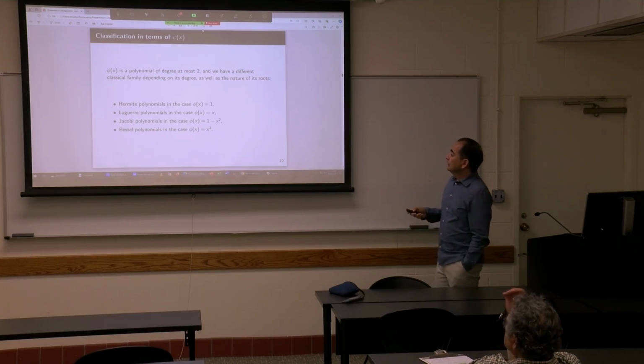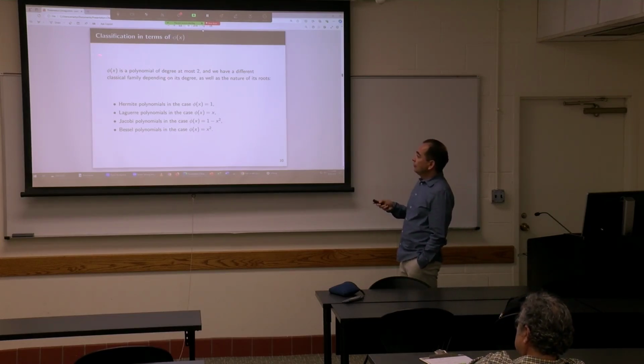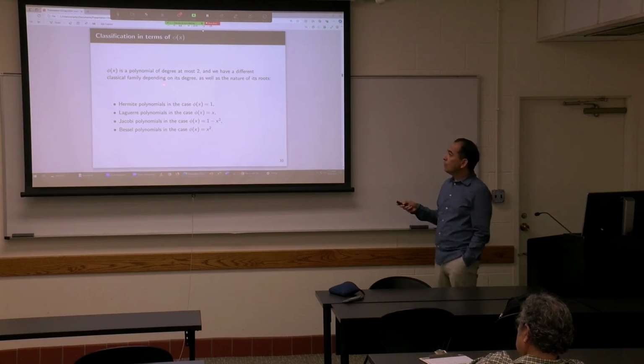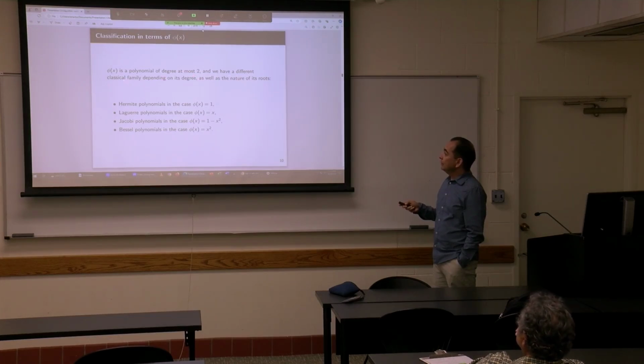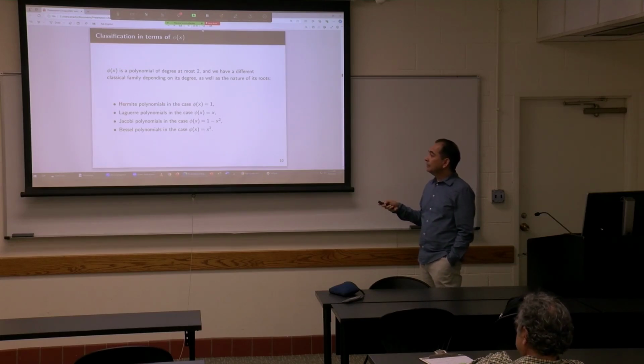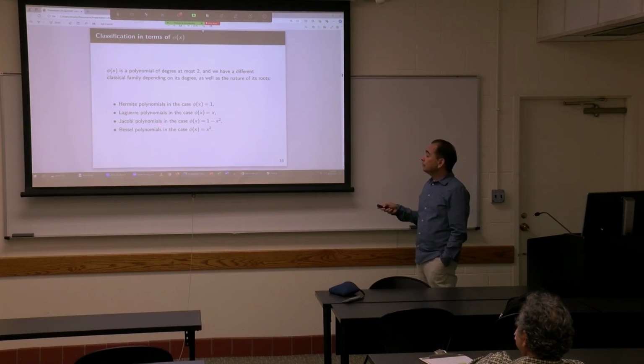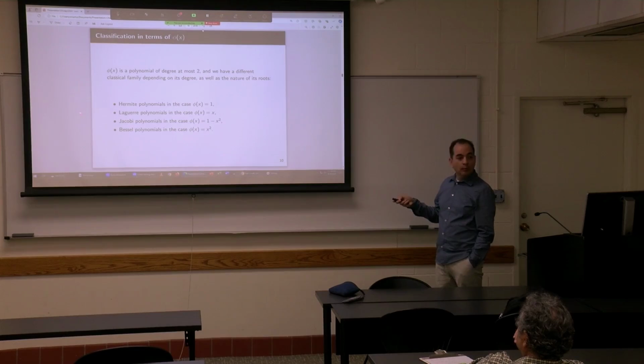So this is the classification in terms of the polynomial that appears as the coefficient of the second derivative in the second order differential equation. And this must be a polynomial of degree at most 2. We have a different family depending on the degree and the nature of the zeros. If the degree is equal to 0, then you have the Hahn polynomials. If the degree is equal to 1, then you have Laguerre polynomials. If the degree is equal to 2 and you have different roots, then you get Jacobi polynomials.